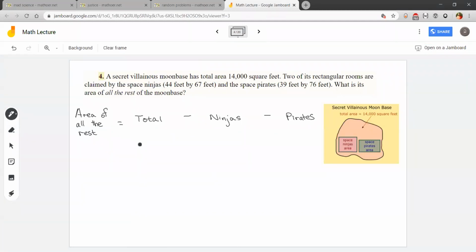Okay, so it would be 14,000 square feet for the total. Minus 44 times 67, which would be 2,948 square feet for the ninjas. And then you would multiply 39 by 76 and get 2,964 square feet.